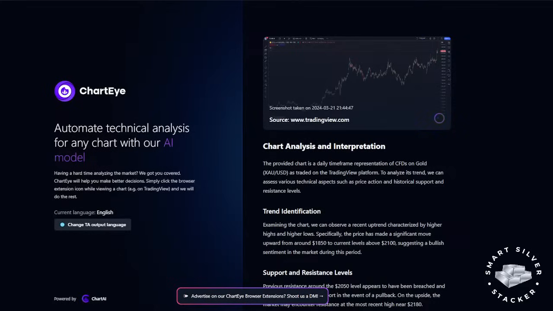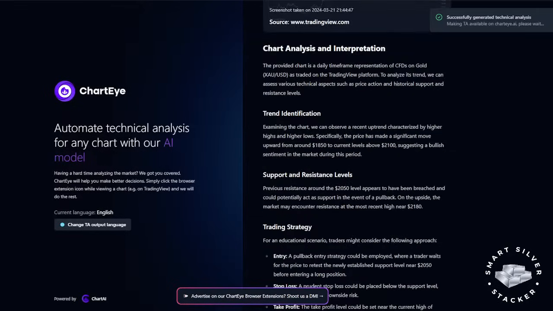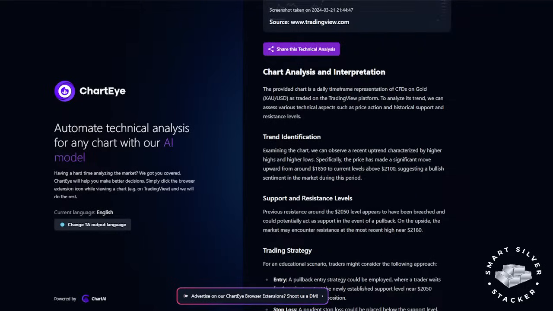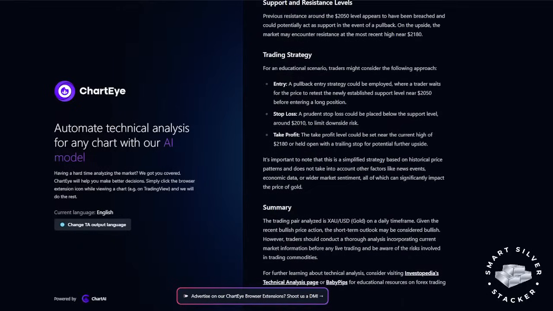The provided chart is a daily time frame representation of CFDs on gold as traded on the TradingView platform. To analyze its trend, we can assess various technical aspects such as price action and historical support and resistance levels, trend identification. We can observe a recent uptrend characterized by higher highs and higher lows. Specifically, the price has made a significant move upward from around 1850 to current levels above 2100, suggesting a bullish sentiment in the market during this period.